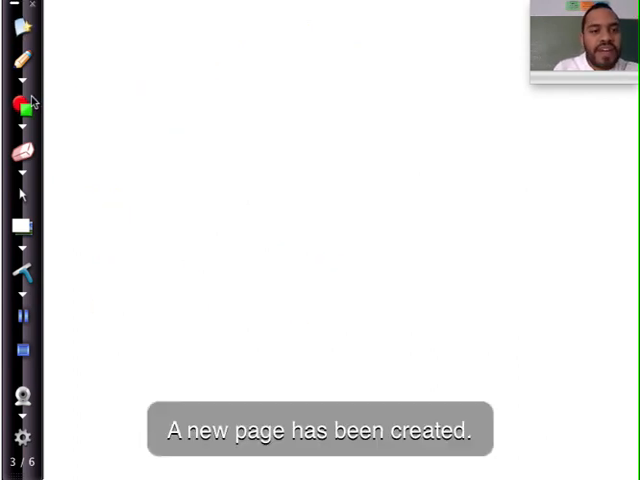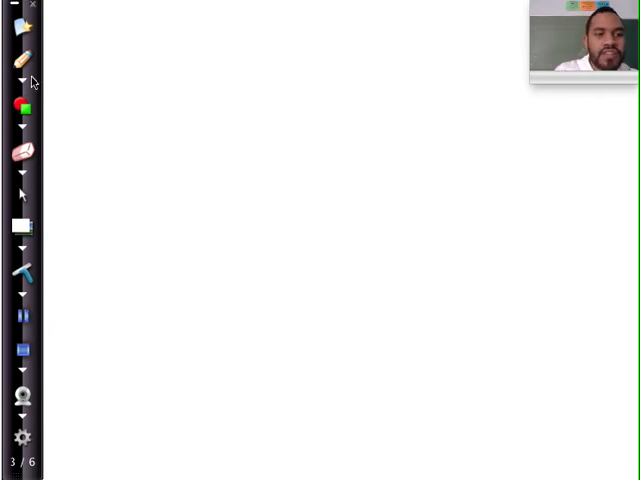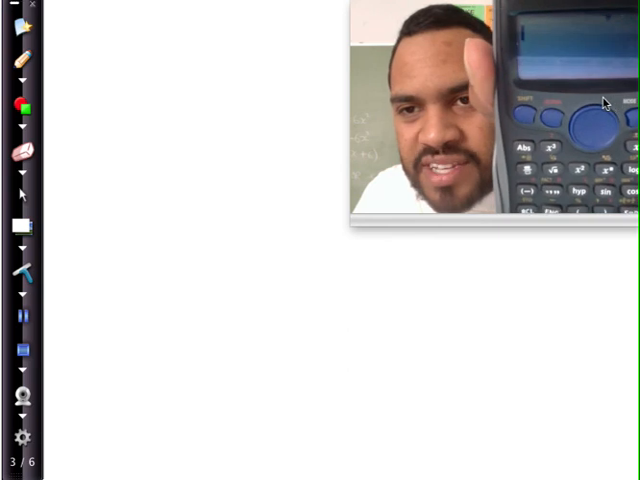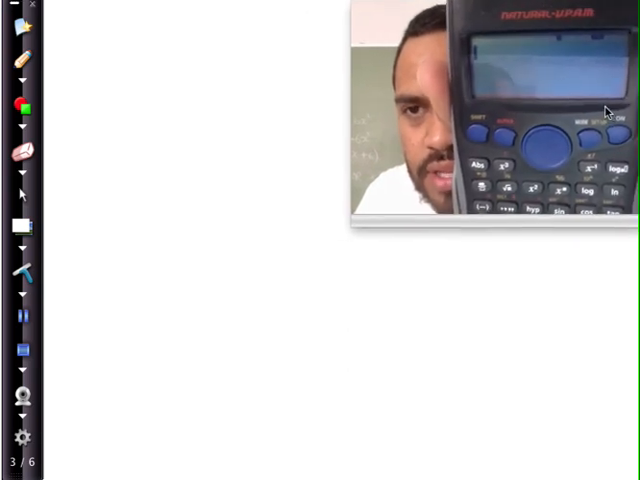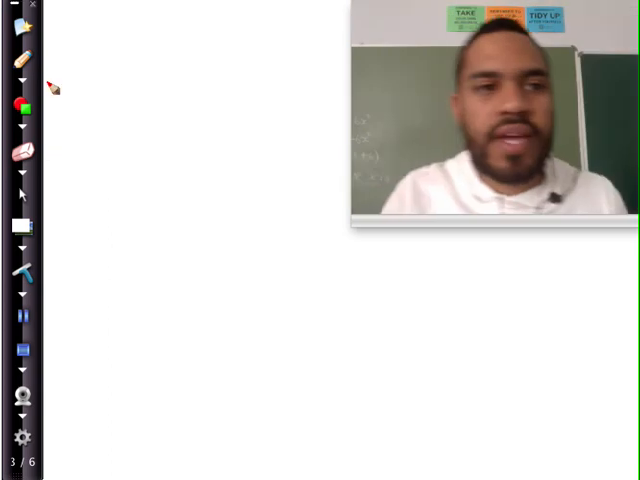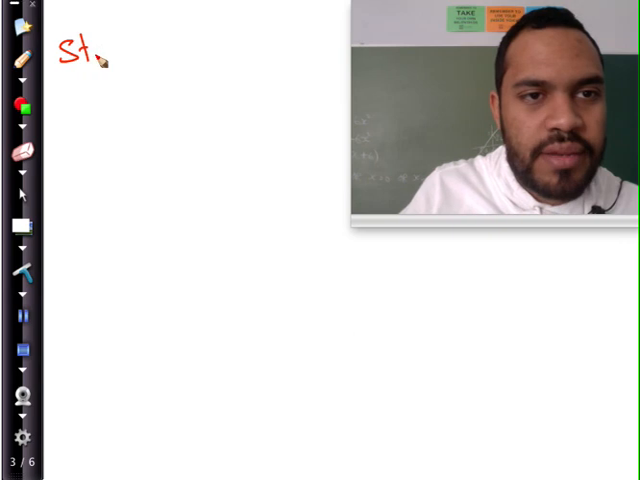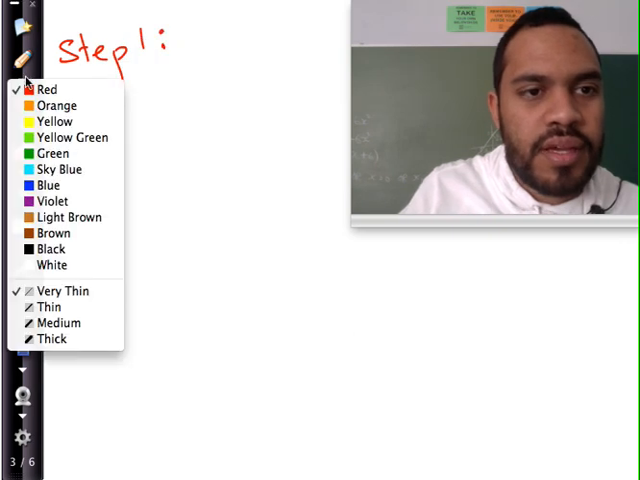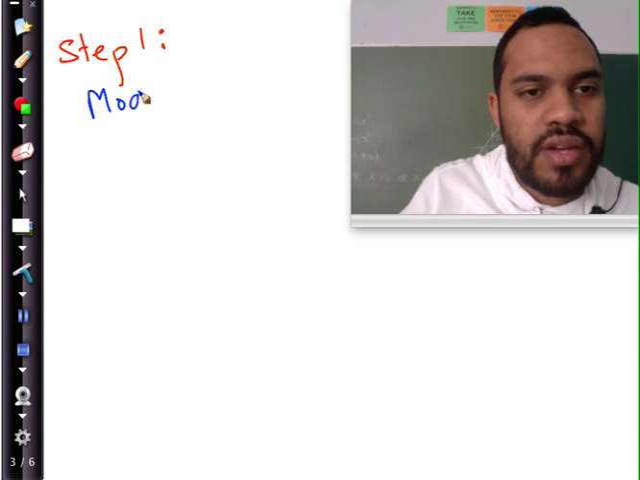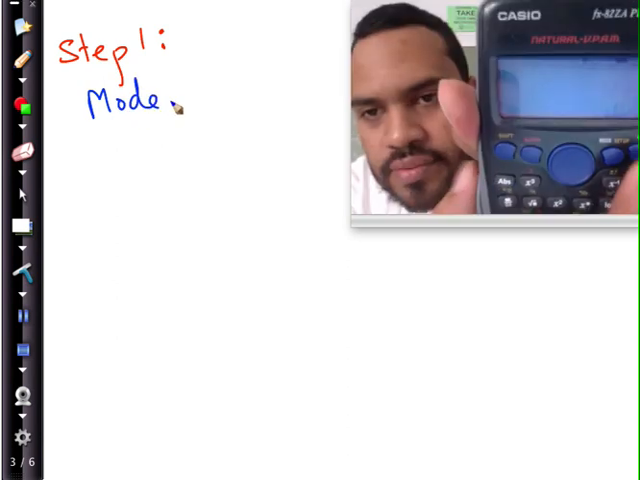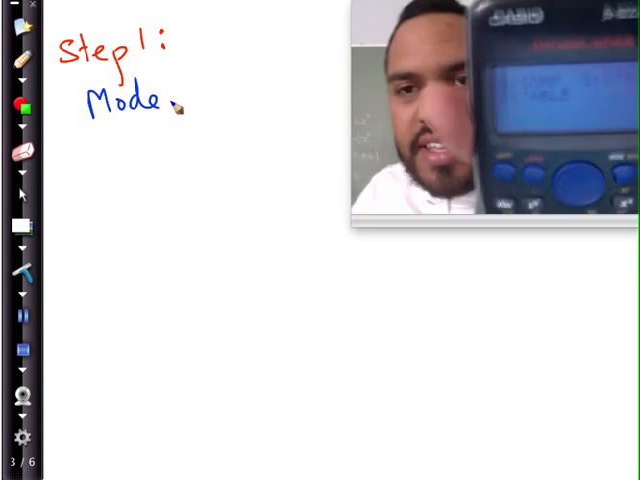Okay, so how do we find the root on a calculator? Step one will be the following. I need you to take your calculator. I'm going to make it a little bit bigger. Okay, so this is the calculator. The first thing you're going to do is go to the button that says mode. Step one is you're going to click on mode. I'm going to press the mode button and it gives me three options.